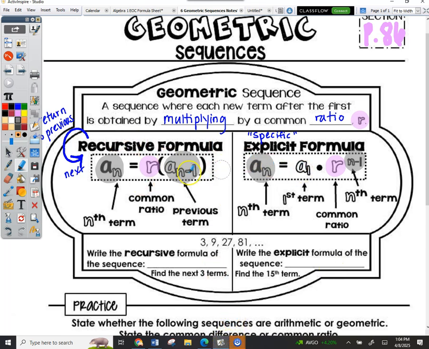Now, what's different that I've not highlighted yet in one of the formulas? Which one have I not highlighted? A sub 1. A sub 1 means first term. So I want you to look at this example right here. Focus your attention right there. 3, 9, 27, 81, right?